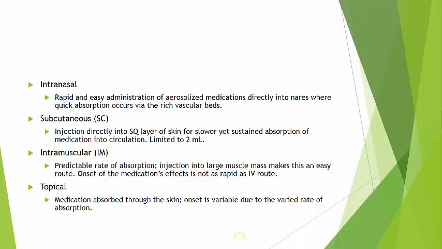Now, subcutaneous is where we give an injection directly into the sub-Q layer of the skin. It's slower but sustained. But there is a limitation as to where you can place it and the volume you can place. For your intramuscular, it's more predictable. It's a little faster than your sub-Q, but it's not as rapid as your IV. And then, of course, you've got your transdermal or topical. And this is where medication is absorbed through the skin. The rate of absorption is varied based on patient factors, how much you put on.